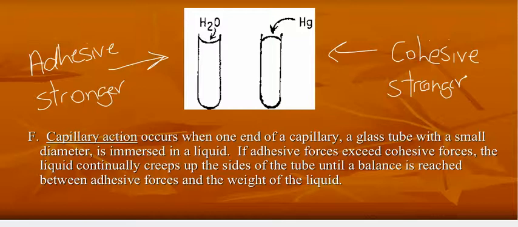Capillary action occurs when one end of a capillary is immersed in a liquid. If adhesive forces exceed cohesive forces, the liquid creeps up the sides of the tube until a balance is reached. Next time you have a liquid, you put a straw in the liquid, whether it's tea or water or whatever, notice the level of the liquid in the straw. It's going to be higher than the level of the liquid outside the straw. This is called capillary action. And it will creep up the sides of that straw until a balance is reached between the adhesive forces and the weight of the liquid.